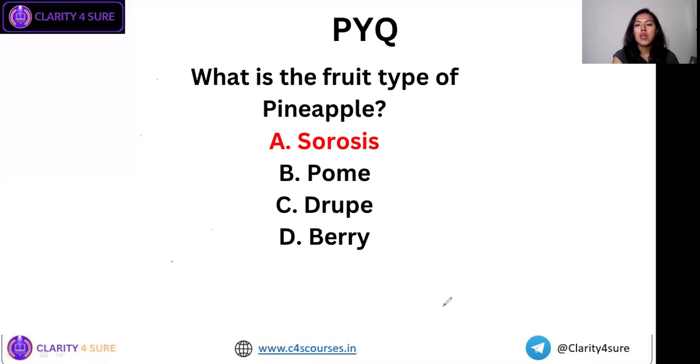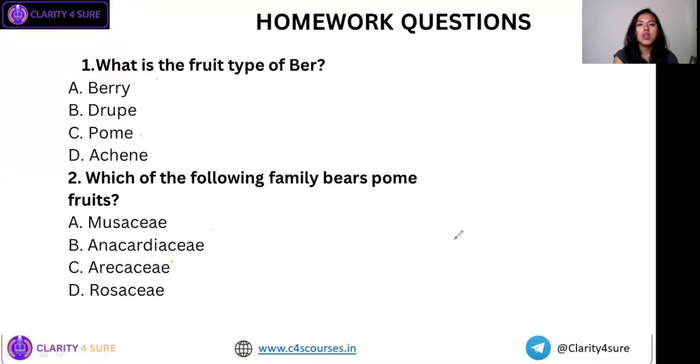Next, these are the two homework questions for you, the answers of which I want in the comment section. During the session also I asked two questions, and I expect those answers from you all too. The first question is, what is the fruit type of bear? Whether it's a berry, drupe, pome, or achene. And which of the following families bears pome fruits? Musaceae, Anacardiaceae, Arecaceae, and Rosaceae. You'll have to answer these two questions.